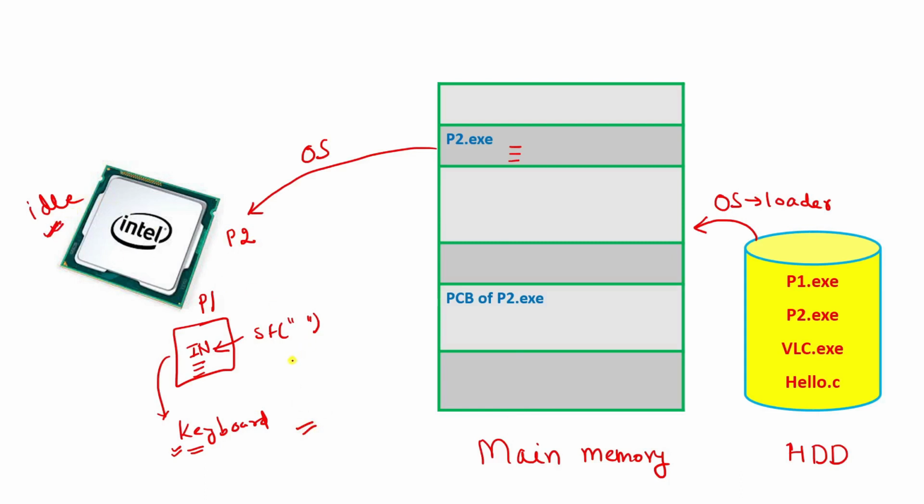So here the CPU is idle for most of the time whenever the process is going to the input output device. The OS cannot schedule another process. OS cannot select or fetch any other process from this main memory when this CPU is idle, because there is only one process which is present inside your main memory.